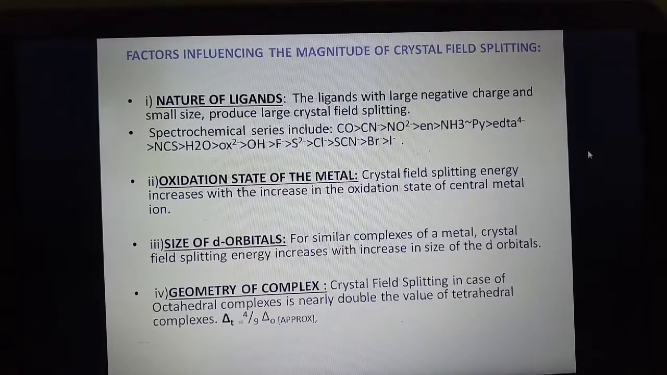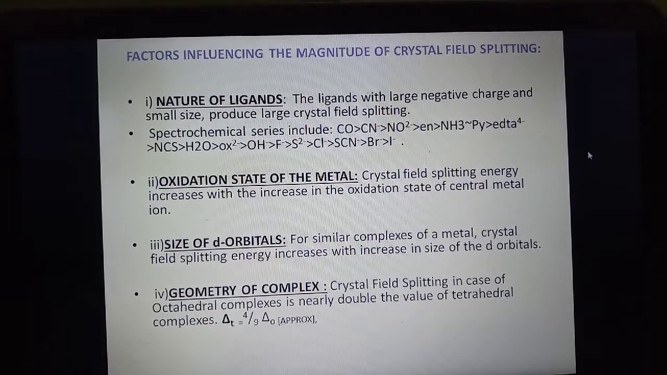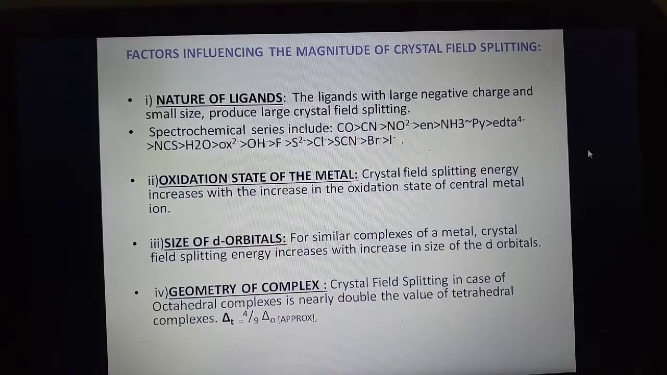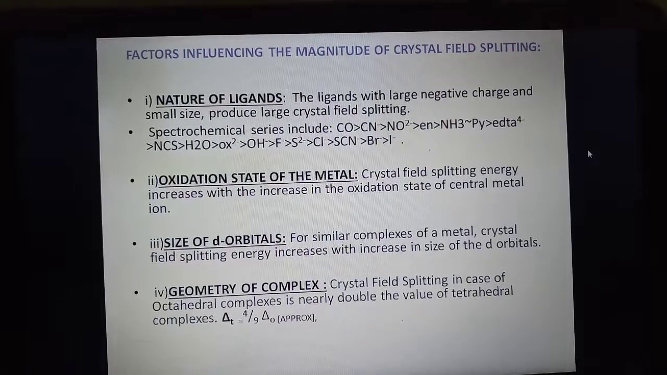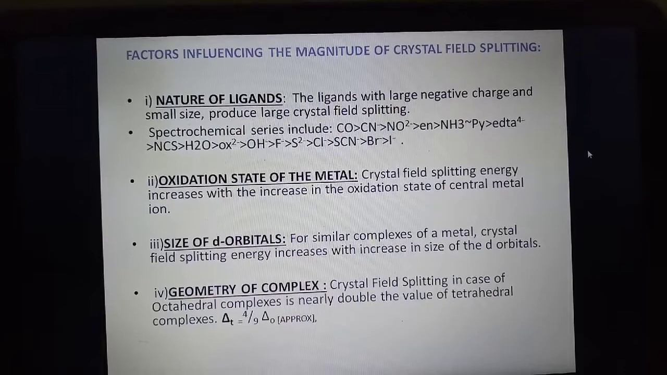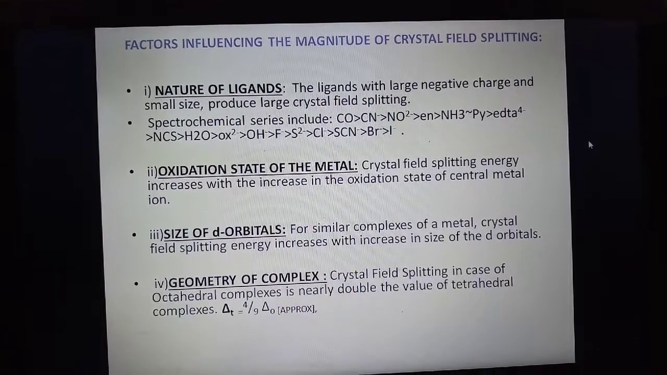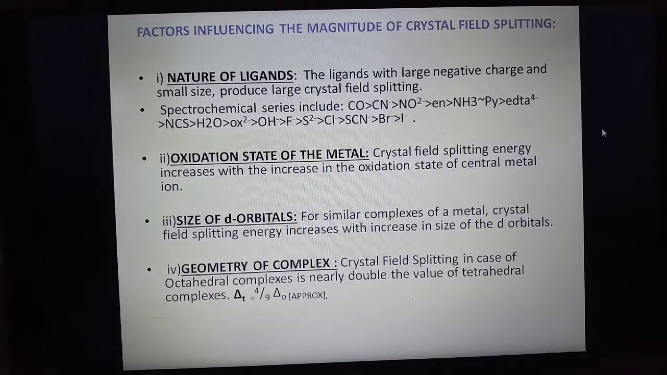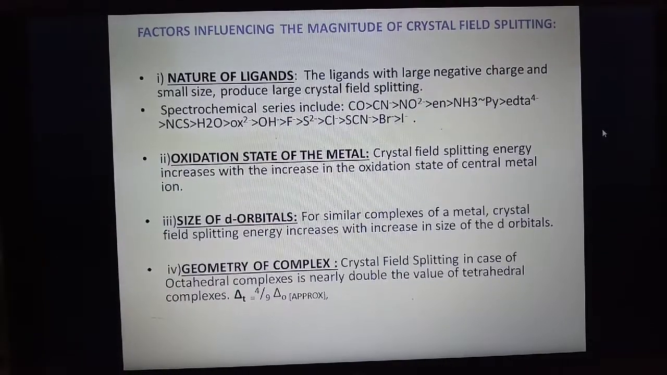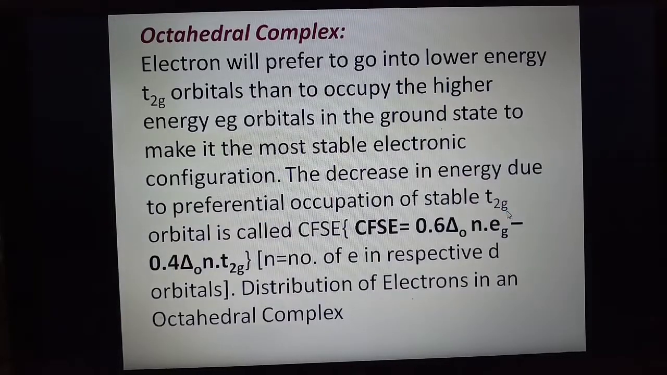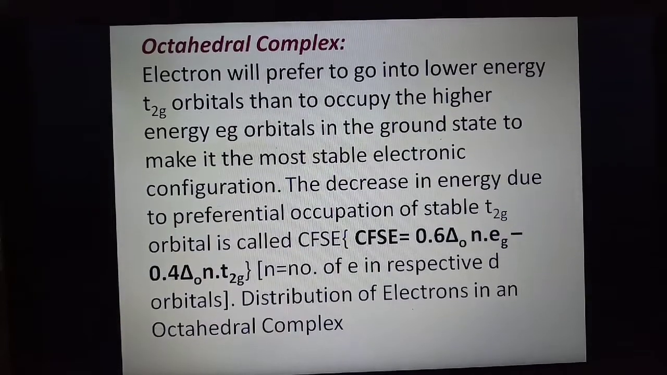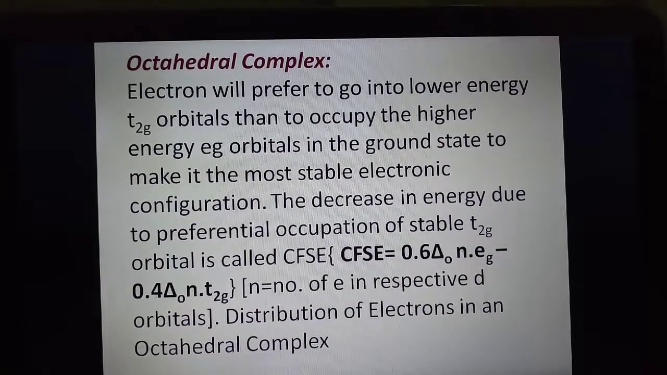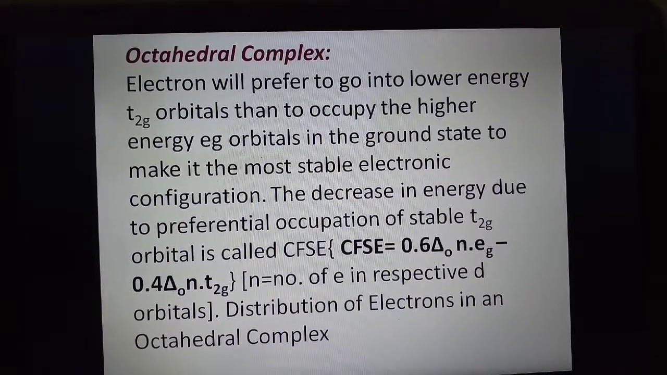Size of the d orbital. For similar complexes of a metal, crystal field splitting energy increases with the increase in the size of the d orbital and the geometry of the complex. Crystal field splitting in the case of the octahedral complex is nearly double the value of the tetrahedral complex. So we have already learned it before. Regarding the octahedral complex, there is a relation that you have to learn, student.